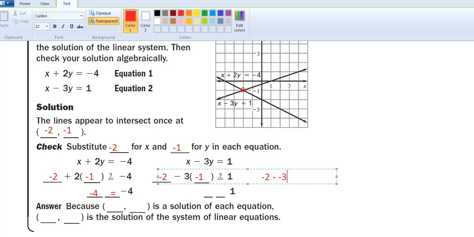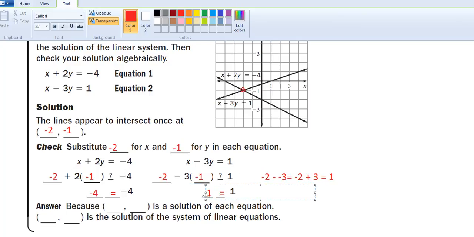Another way to write that is, okay, so this is -2 minus -3, which is the same as -2 plus 3, which does equal 1. All right, so that one came out true as well. So 1 equals 1, and that's all good.